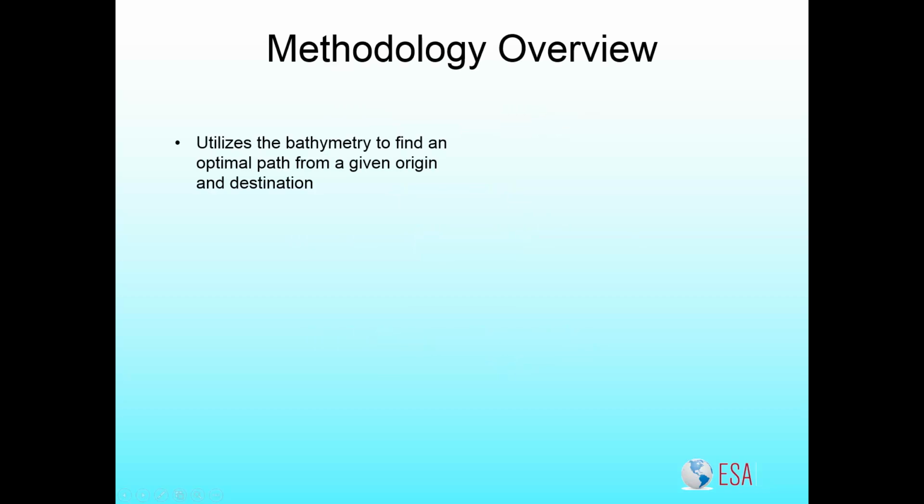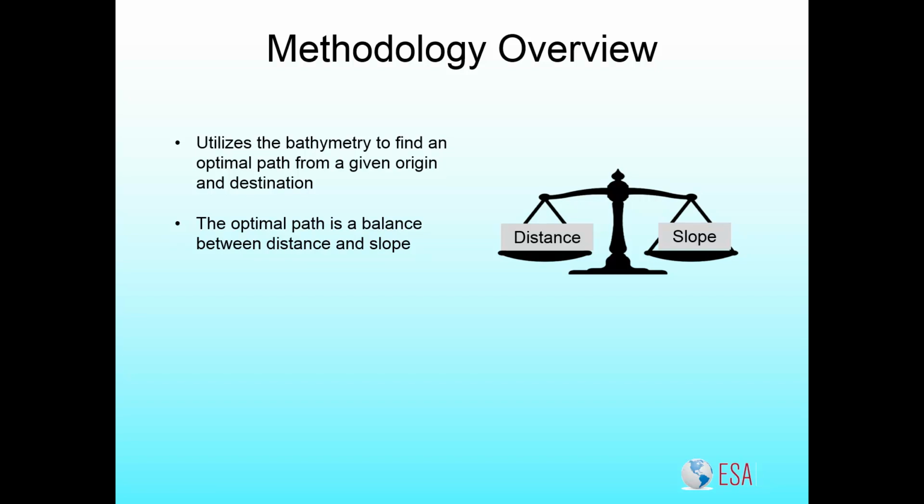The tieback tool utilizes the bathymetry to find an optimal path from a given origin and destination. Now this optimal path is a balance between distance and slope. Since the seafloor has mountains and valleys, if you were to encounter a mountain, the question would become, do I go up and over the mountain or do I go around the mountain? And that would of course depend upon the distance you'd have to travel to go around it, and then the slope you'd have to do to go up it.